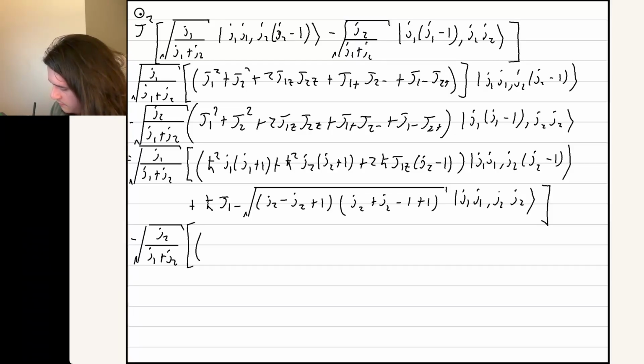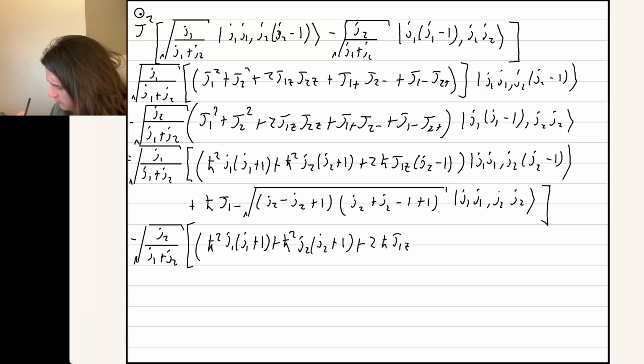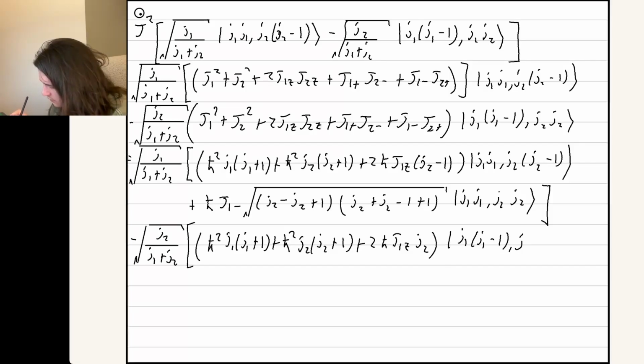And then we're going to have some similar stuff. So we have h bar squared j1, j1 plus 1, plus h bar squared j2, j2 plus 1, plus 2 h bar j1z, and then m2 for the other state was just j2, so this is j2 here. And that is all acting on the state j1, j1 minus 1, j2, j2.